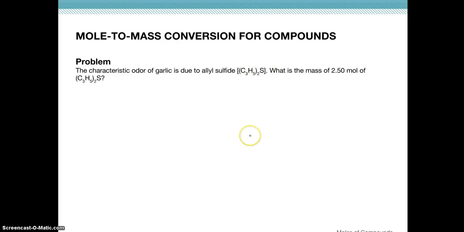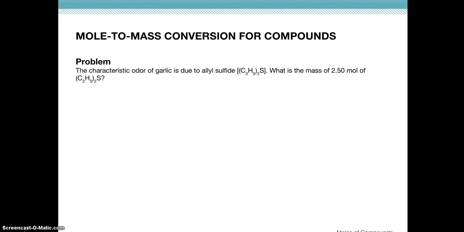Okay, so the question says the characteristic odor of garlic is due to what's called allyl sulfide, which is (C3H5)2S. What is the mass of 2.5 moles of this particular compound? So we're going to have to find the molar mass first and then use it as our conversion factor.